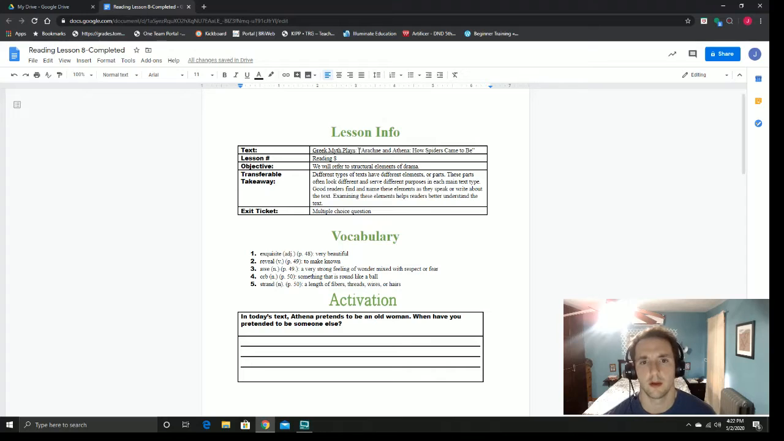Again, we're going to be reading Greek Myth Plays. This is called Arachne and Athena, How Spiders Came to Be. You should have already watched the video or read the texts that were sent out. We are going to refer to structural elements of drama. Today, we're going to be looking at the different parts of what's called a drama or play. You can think of it as theater, or you can even call them scripts, but it's just a little bit different. I went over a lot of it during the actual reading of the video: the characters, the stage directions, how the dialogue works. We're going to look at each of those parts today and how they affect the story and how they help us understand what's happening.